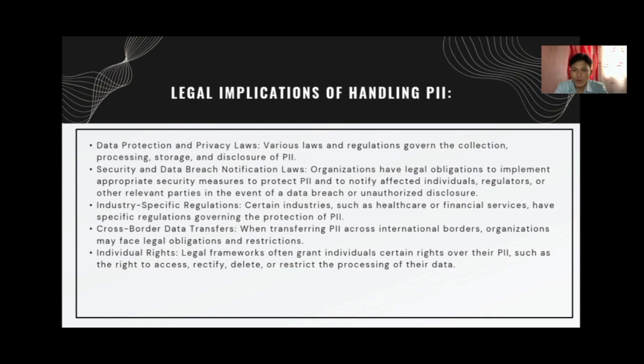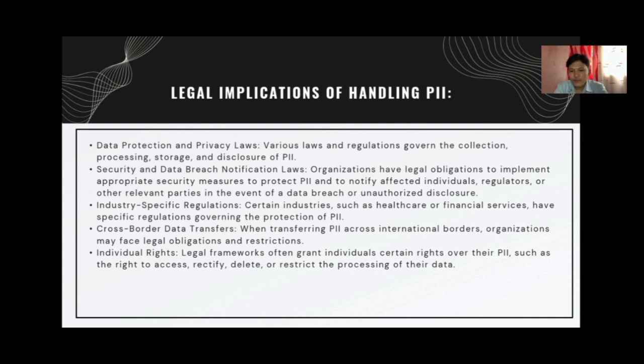Next, we have cross-border data transfer, which introduces additional legal considerations. Organizations transferring personal information across international borders must be aware of the legal obligations and restrictions in different jurisdictions. Some countries have laws that require organizations to ensure an adequate level of protection when transferring personally identifiable information to countries with differing data protection standards.